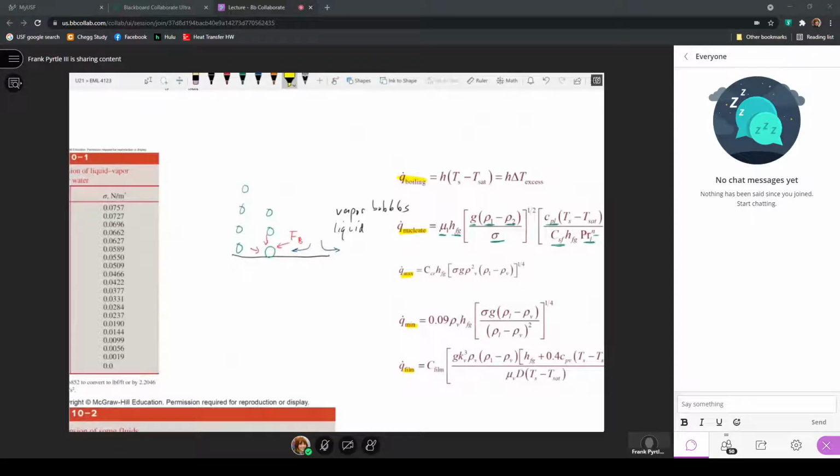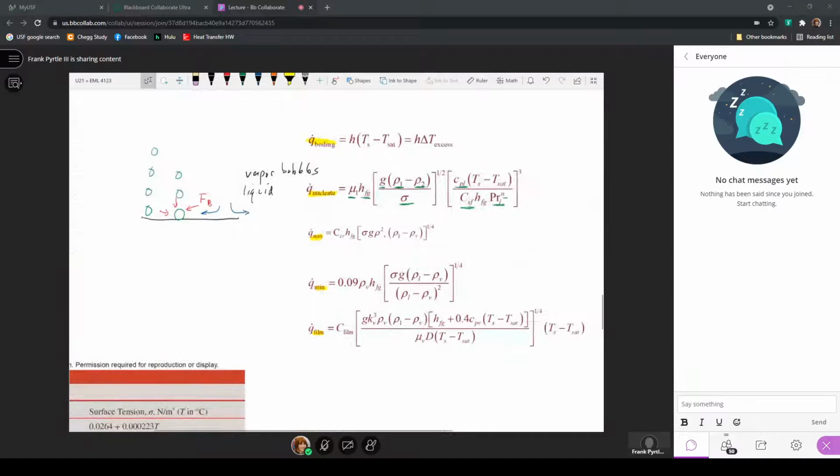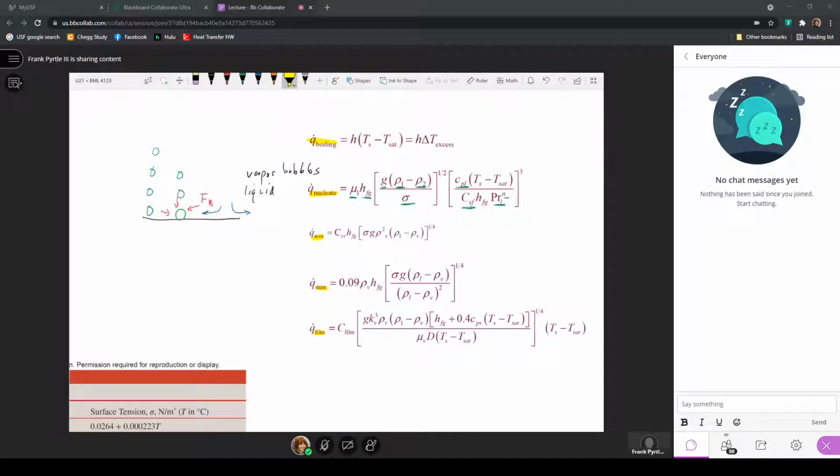Now, if we heat past that critical heat flux and get into the film boiling regime, we get another expression that we would use. Now here, notice it's significantly different with regard to its formulation. Now we still have the latent heat of vaporization, but now we have a specific heat of the vapor phase. We have a dynamic viscosity of the vapor phase. We still have the density difference between the liquid and vapor phase, but here that density difference is multiplied by the density of the vapor phase.